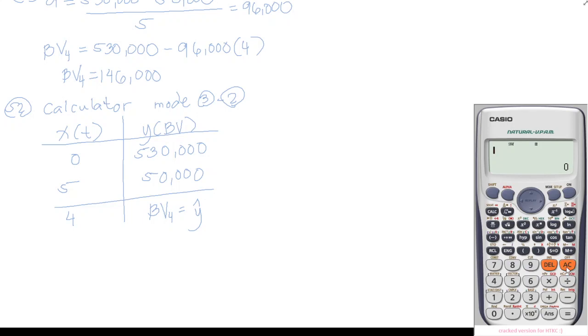146,000. Okay, so the book value at the fourth year is also equal to, okay, so that is the same, that is 146,000 also. So for this calculator, this Caltech, we use only this one in the straight line method and for the service output method. It doesn't apply to the other methods. Okay, so we move on.